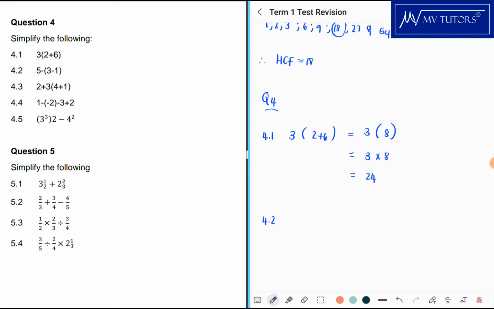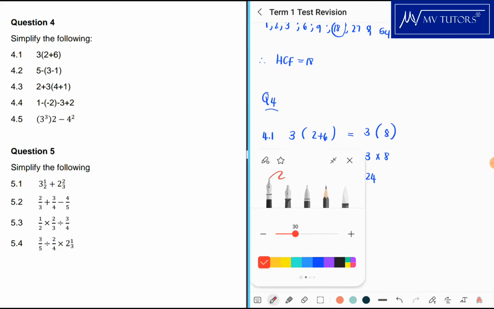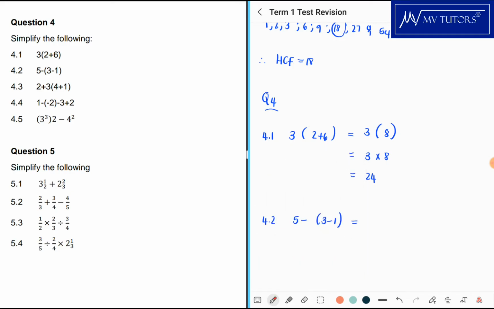What about 4.2? So we have 5 minus 3 minus 1. Actually, before we go forward, I could have used the distributive property: what is 3 times 2? That's 6. And what is 3 times 6? That's 18. What is 6 plus 18? That is 24. That's another way of doing it. But let's start first with what's inside the bracket. So again, we have 5 minus, and now 3 minus 1 gives us 2. So at the end, we have 5 minus 2, and that would be 3.